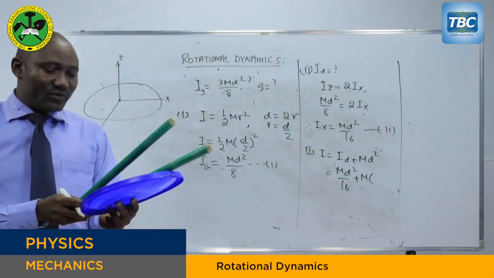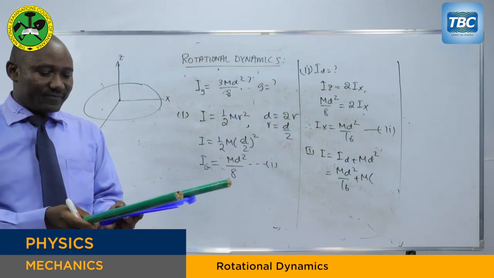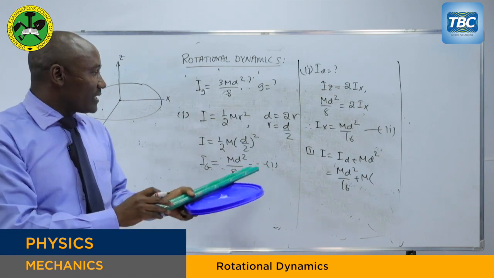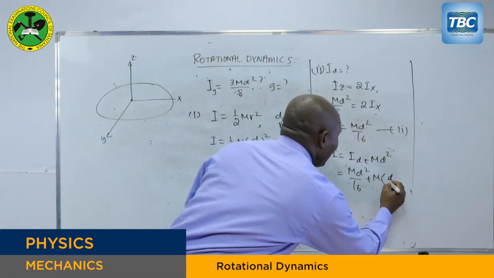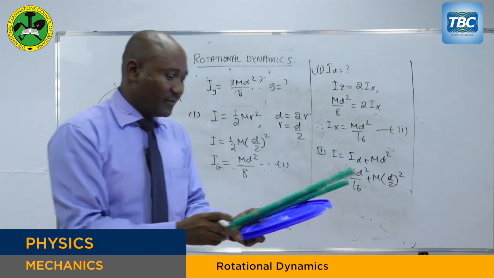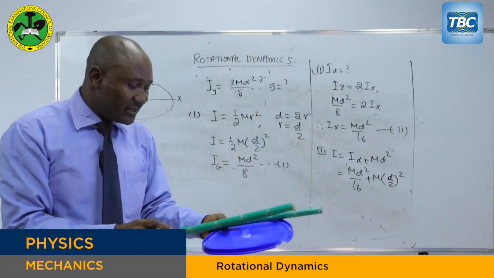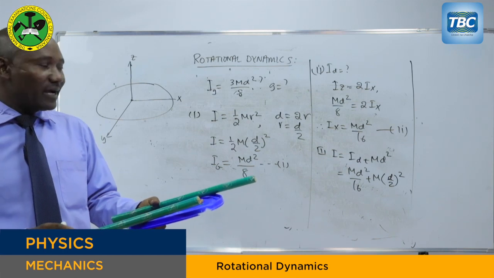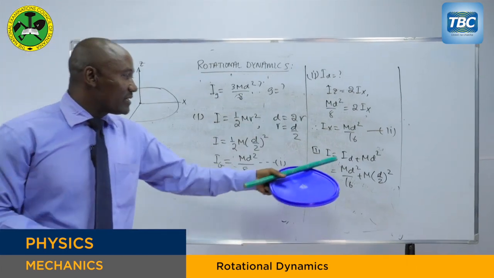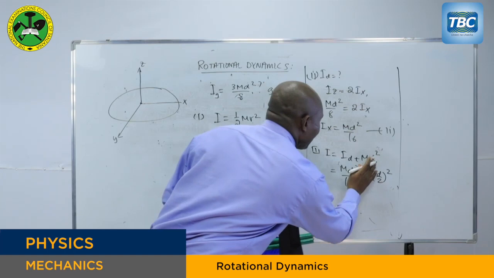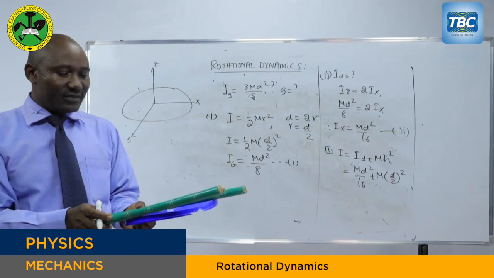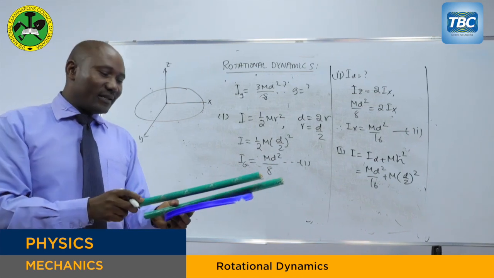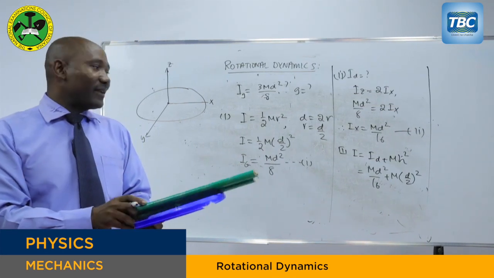Our distance between the two axes is the radius, and we know the radius is d over 2, so it's d over 2 squared. The distance here is r, the radius. This d may be confusing, so you can use h instead, so as not to confuse. That h is the distance between the two axes, which according to this question equals r.